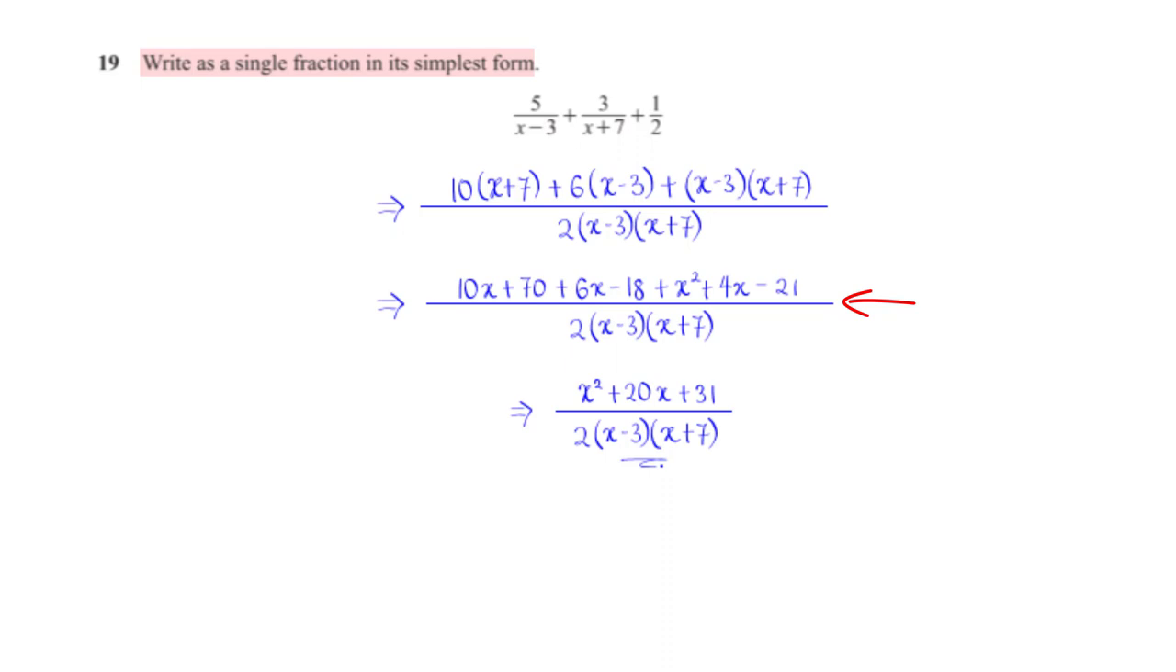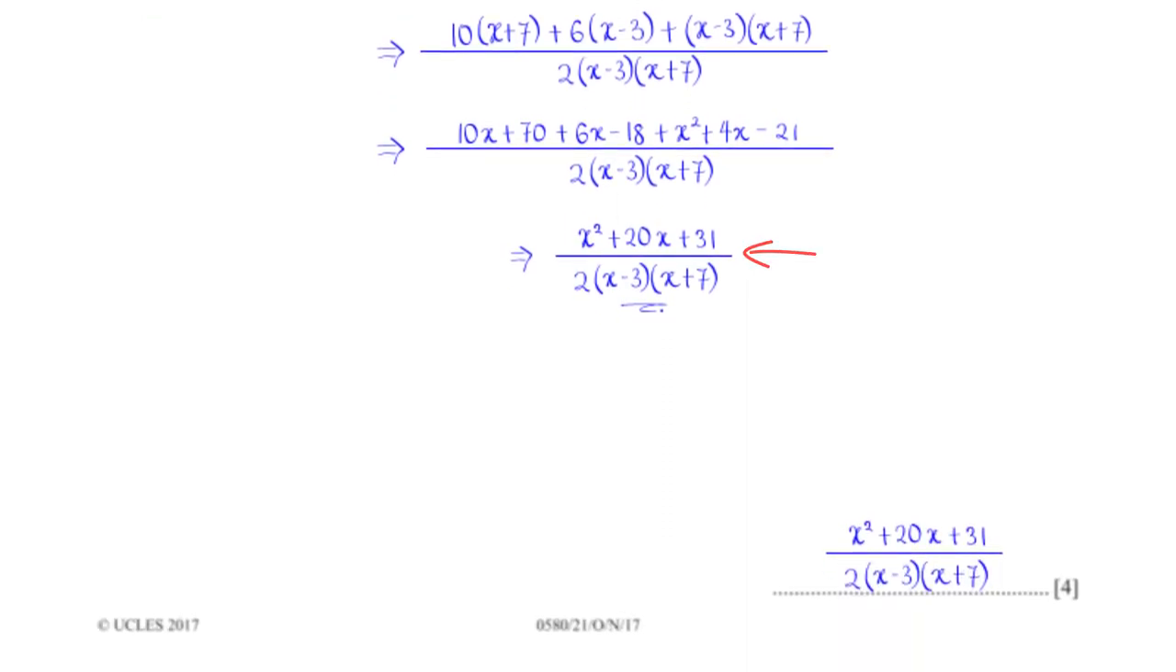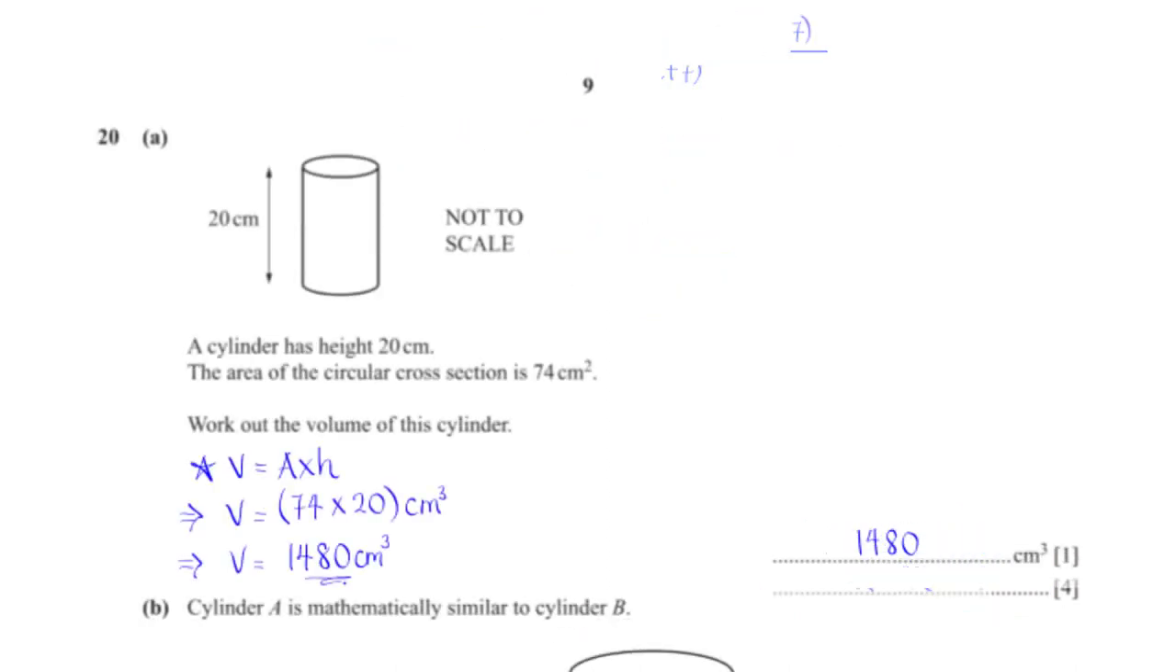So by grouping like terms, we have x squared and 10x plus 6x plus 4x giving us 20x, and 70 minus 18 minus 21 gives us 31, divided by 2 times x minus 3 times x plus 7. And so our final answer is x squared plus 20x plus 31 divided by 2 times x minus 3 times x plus 7.